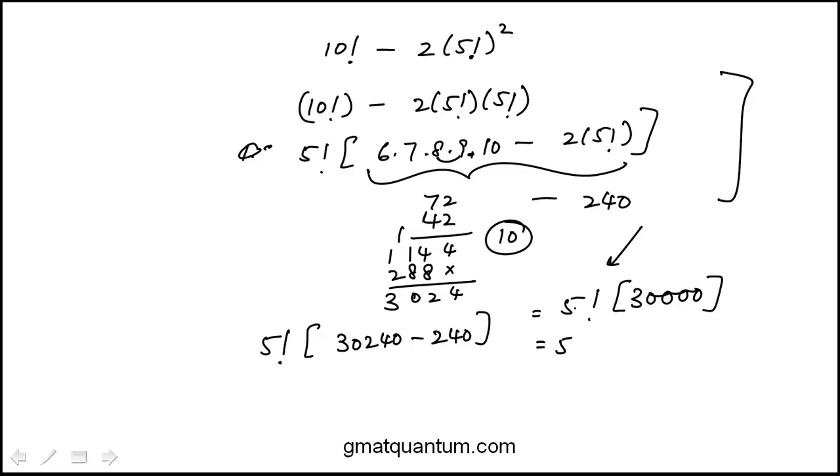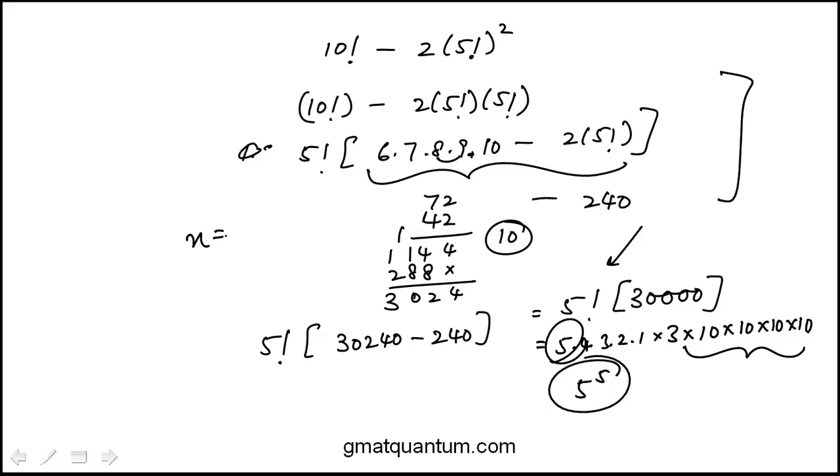So now I have a 5 here, and then I have 4 10s, and each 10 is going to have a 5 in it. So I'm going to get 1 5 here and 4 5s here. So again, I'll get 5 to the power 5, and n is equal to 5.